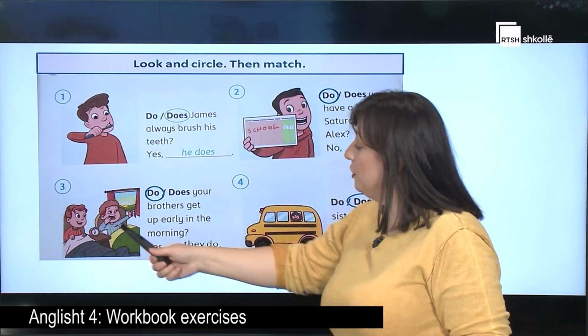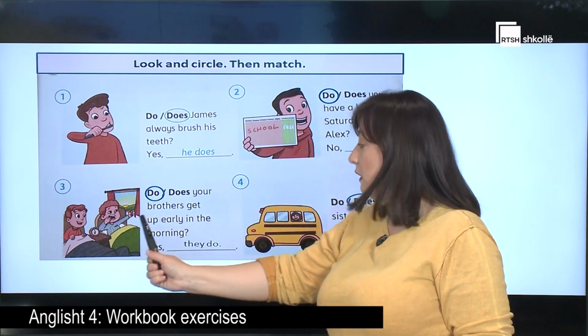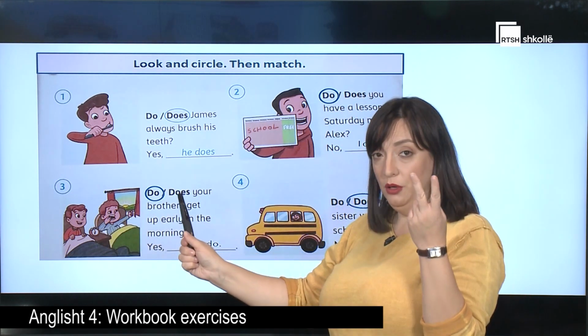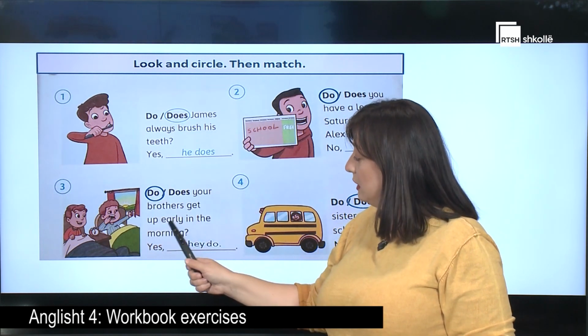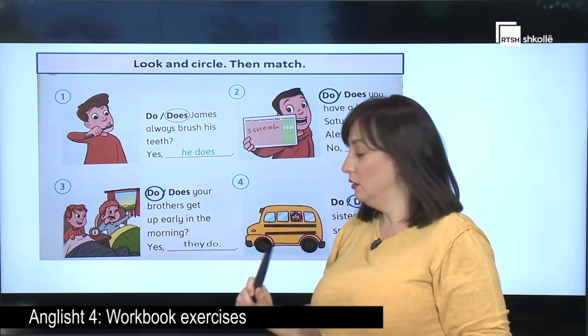Good. The third picture, what are they doing? There are two people, plural, we need do. Do your brothers get up early in the morning?